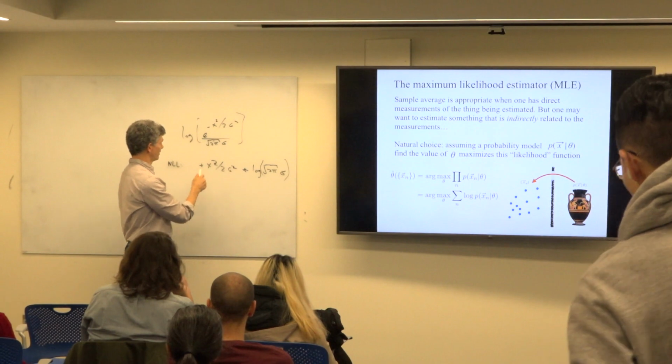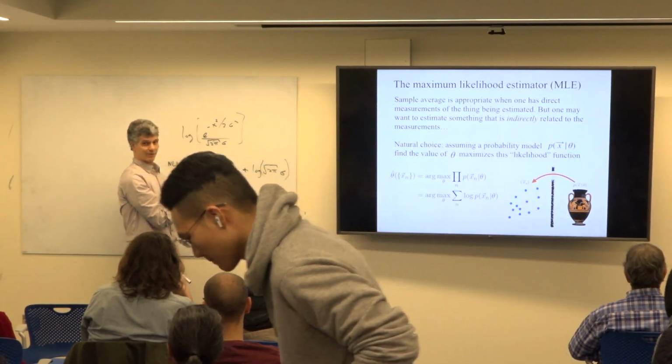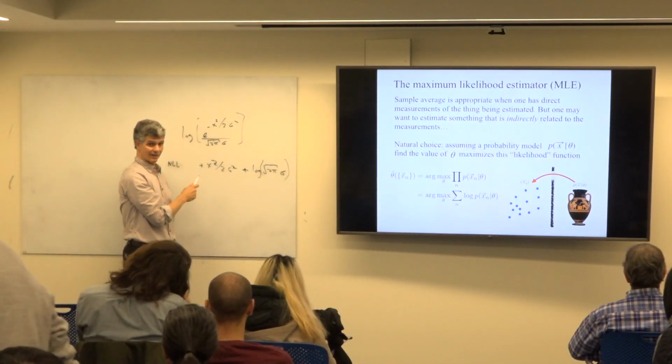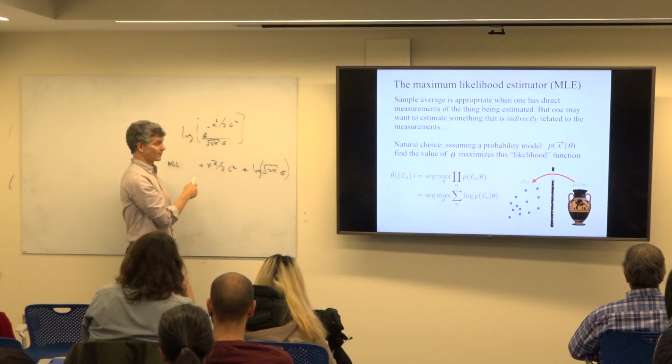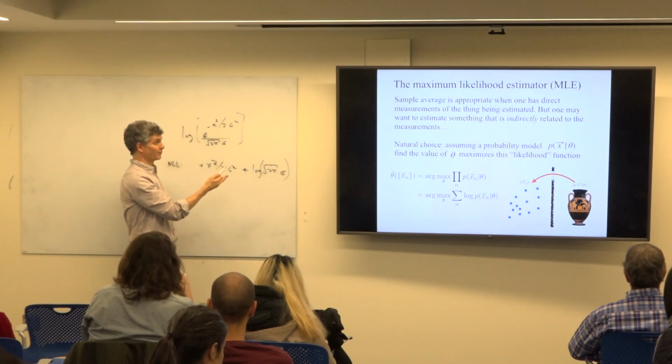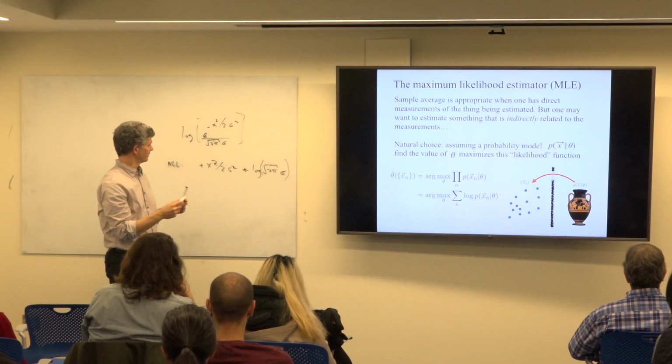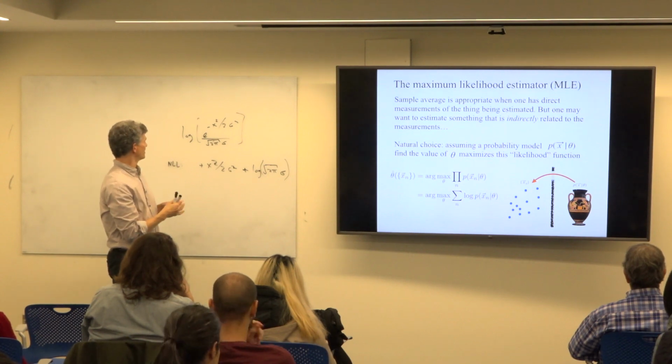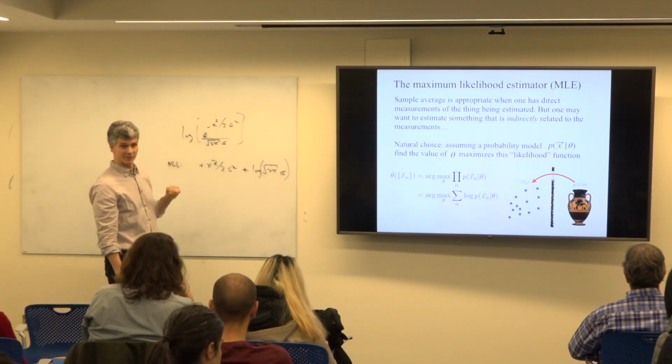I could look for the sigma that maximizes this expression when I substitute in my data, the x's. In this particular example, the sigma would be theta. That's the thing we're trying to estimate. Okay, so the point is that logs often play nice with probability distributions.